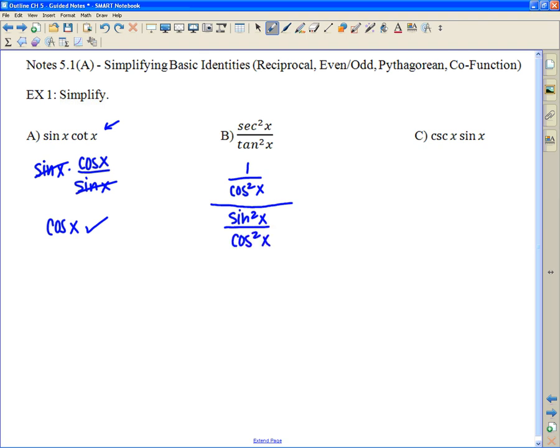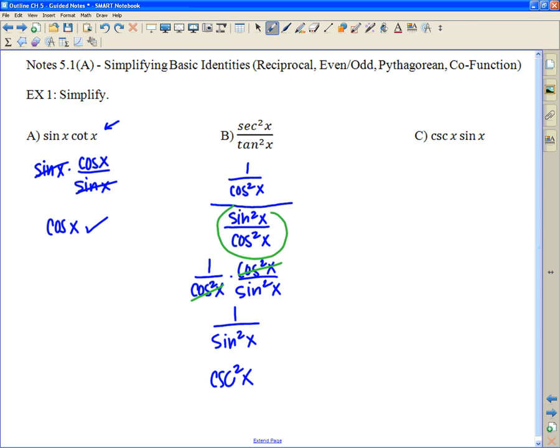We've been practicing quite a bit this year what to do with complex fractions. Dividing by fractions is easy as pie. You flip the second fraction and multiply. So it always has to be this one that gets flipped. So I'm multiplying by cosine squared x over sine squared x. This is handy. The cosines go away. I'm left with 1 over sine squared, which you would want to say is cosecant squared x. You're done.